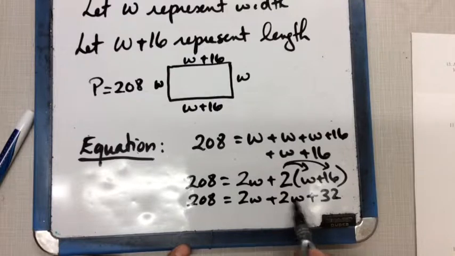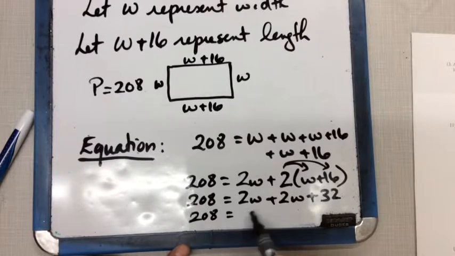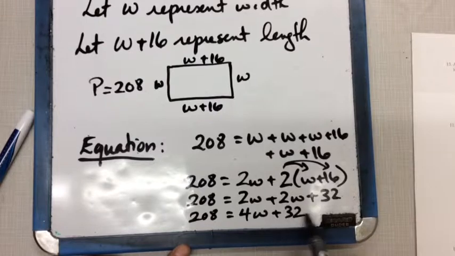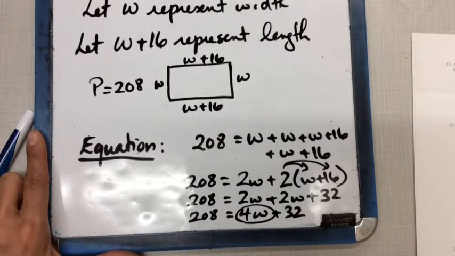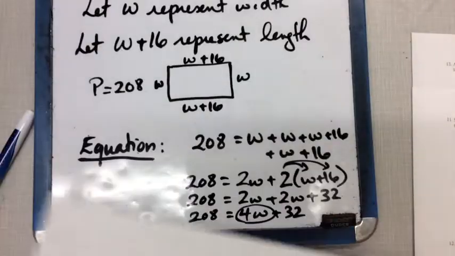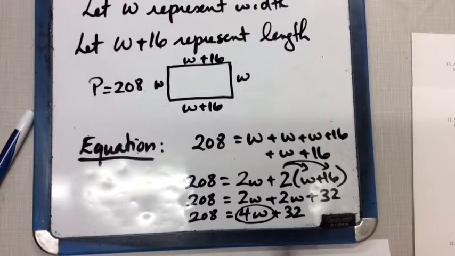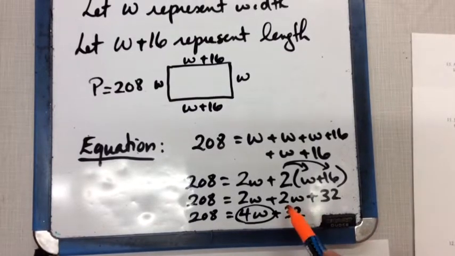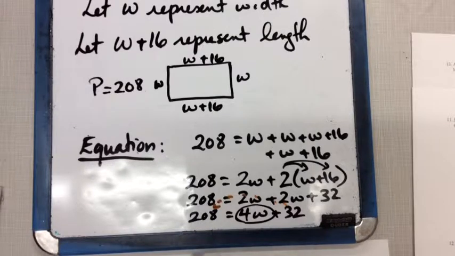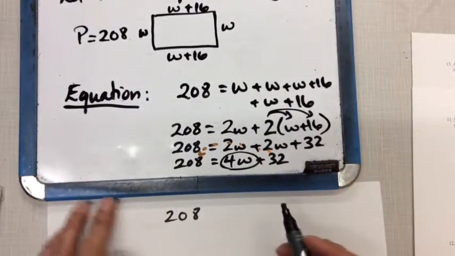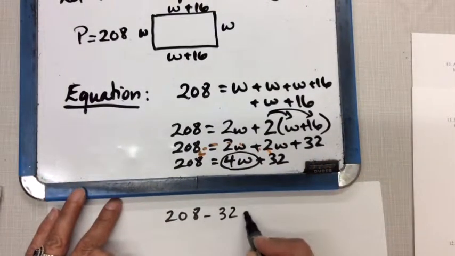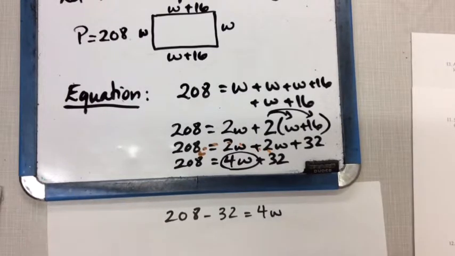And let's continue. Here we've got our like terms. We can put them together as such. And what we want to do now is to isolate the 4W. So let's do that. We're going to bring this 32 over. I'll bring the 32 over here. Okay. And that's 208 minus 32 is equal to 4W.